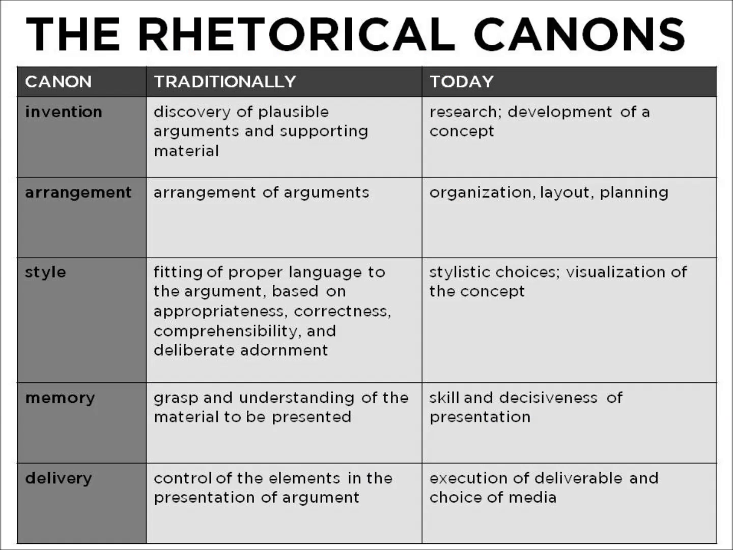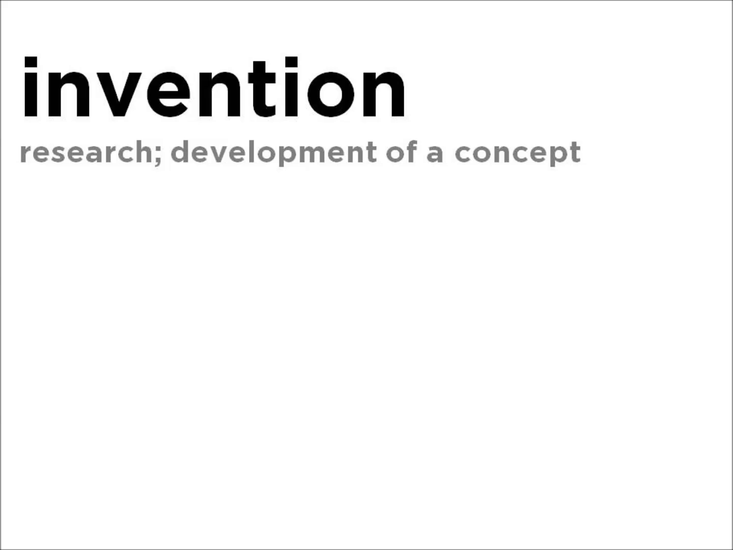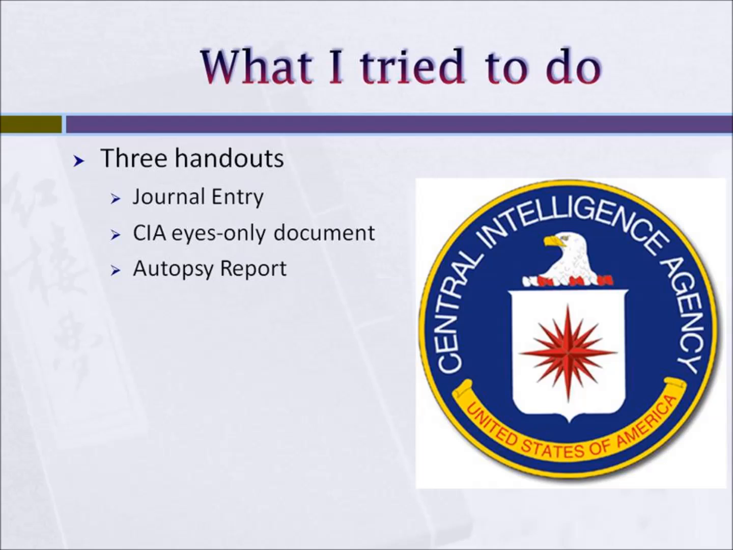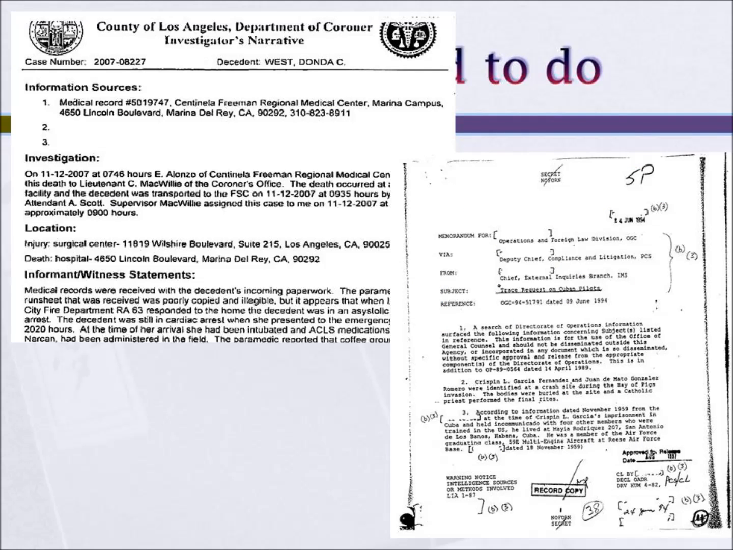A powerful tool that Aces and Lupton offer are the Western canons revised for contemporary application. So, if invention is historically thought of as the discovery of plausible arguments in supporting material, we might revise that. So invention is a phase of research and concept development. This example is from a project a student did in creating a role-playing game that was based in the 1940s. To invent a realistic setting, he researched and gathered 1940s era declassified CIA materials and reports that he used as models for the documents he generated.